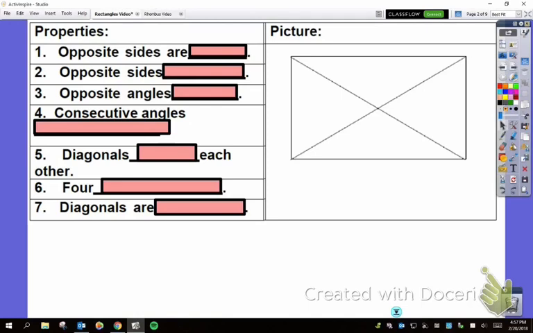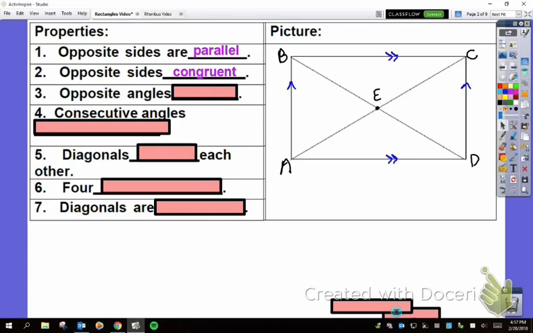So our first one is opposite sides are parallel. If we look at our picture here and we've got A, B, C, D, and let's call this intersection point E, then our opposite sides that are parallel are still BC is parallel to AD, and AB is parallel to CD. Then we have opposite sides that are congruent. Remember, congruent just means equal, so our opposite sides are also equal, which means they have the same length.